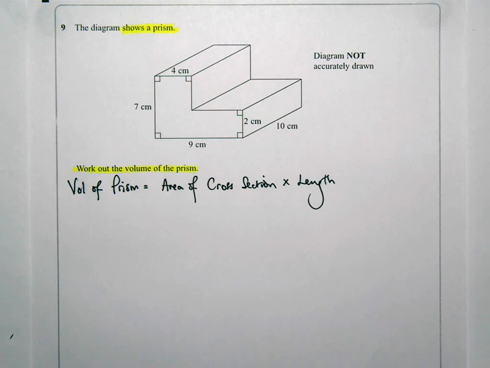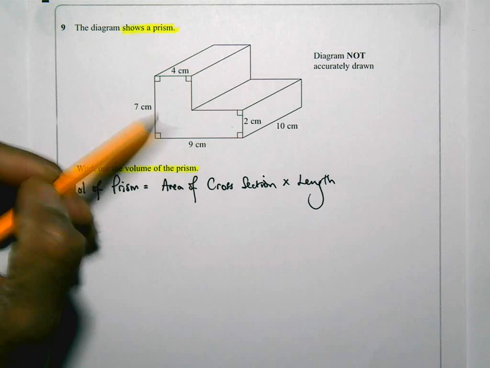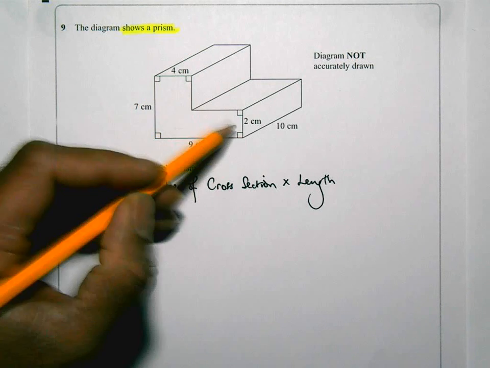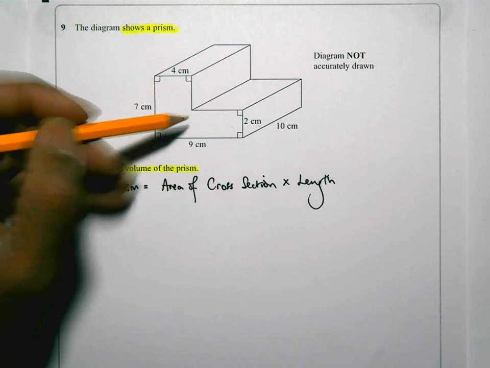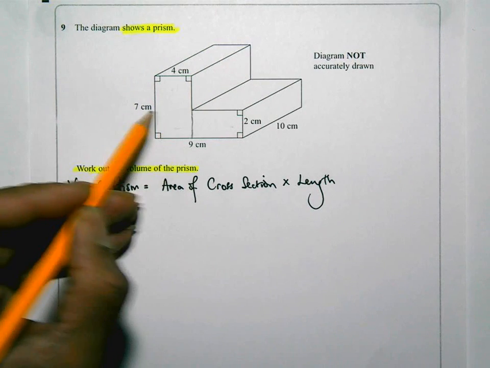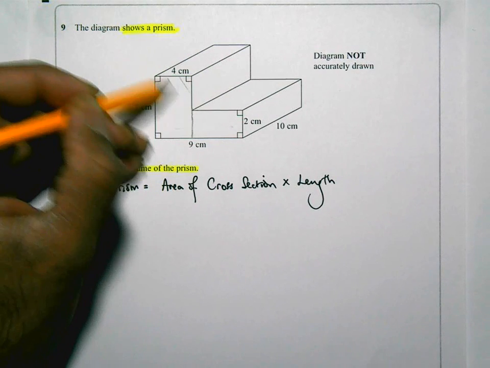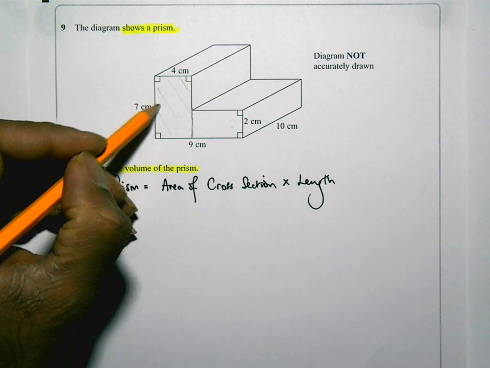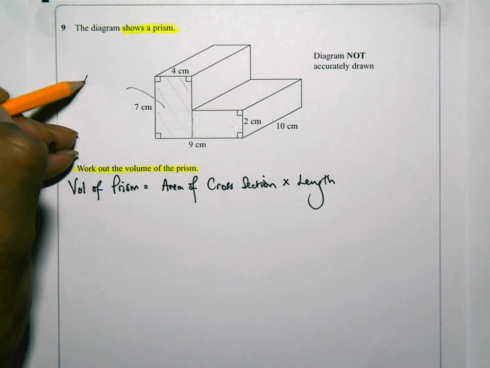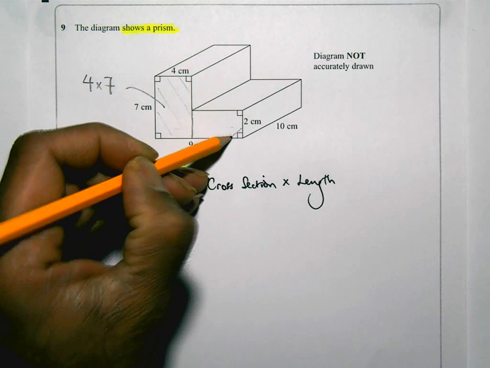What I'm going to do, therefore, is work out the area of this bit at the front. This is a compound shape. It's not a normal shape. It's made up of two rectangles. So I'm going to slice it down here. You could have gone across there, but I'm just going to do that. I'm going to work out the area of this rectangle here. Area of rectangle is length times width, 4 times 7. And then I need to work out the area of this bit over here.